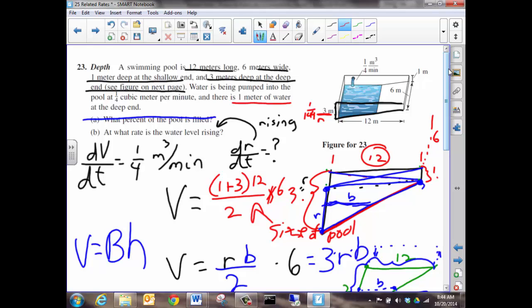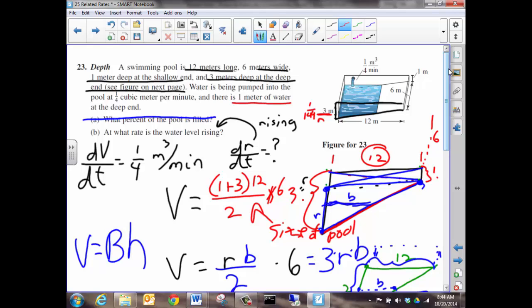Because at 1 meter, where is the water? Is any water going into the rectangular part right now? No. So see, this formula works as up until R is 2. Now once we get higher than 2, then we've got a totally different problem, and we're not going to worry about that one today. Because once we get to there, it actually becomes an easier problem.